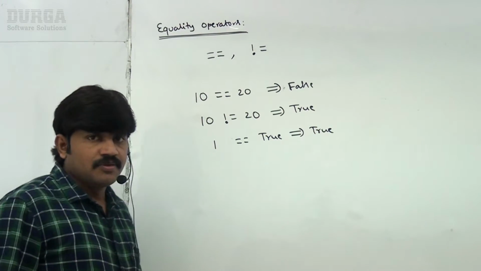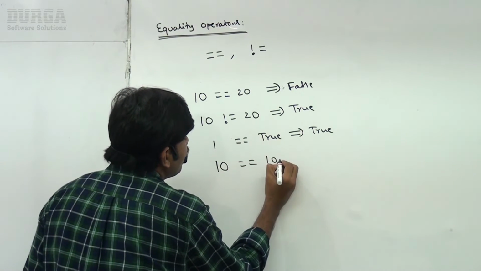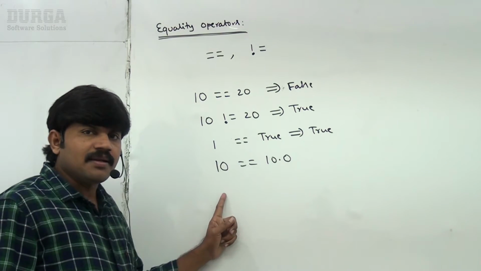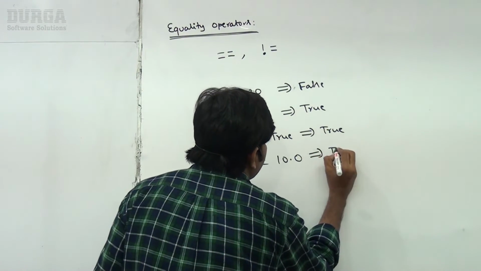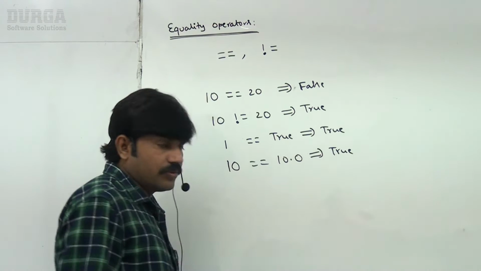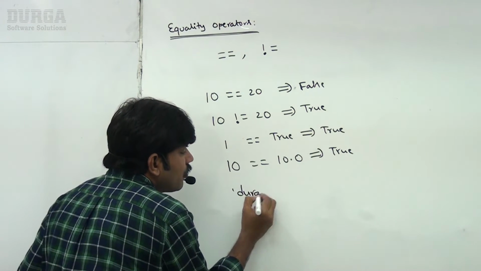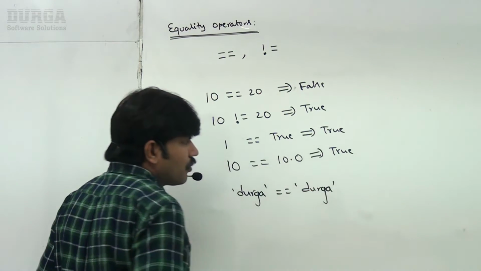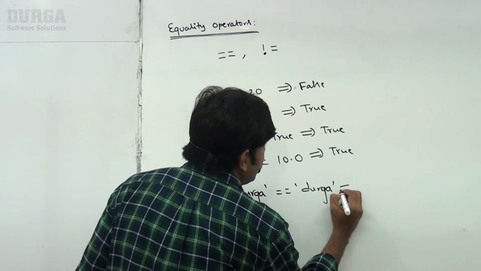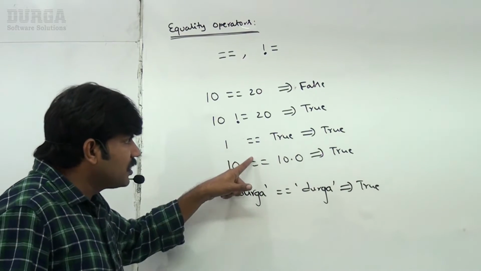Like next, 10 double equal to 10.0. 10 and 10.0 are always equal. That's why true is the answer we are going to get. Clear, right? Similarly, 'Durga' double equal to 'Durga'. What answer are we going to get? True itself is the answer.